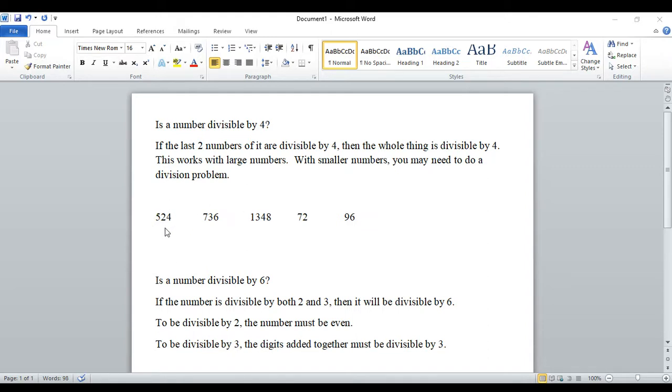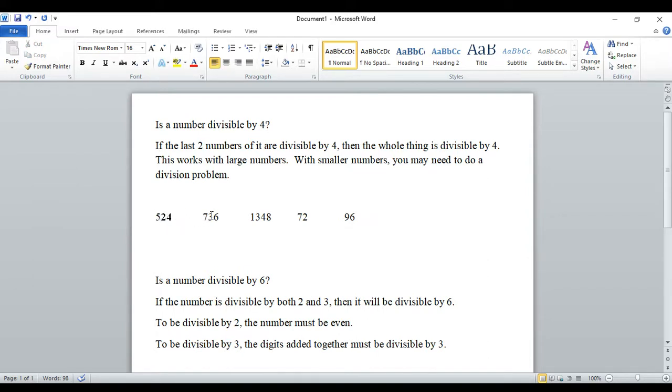So if we have the number 524, we can look at these last two digits right here and ask ourselves, is 24 divisible by 4? Well, we know it is. We know 4 would go into 24 6 times. So that tells us this whole number is divisible by 4. So we could say, yes, this is a multiple of 4.